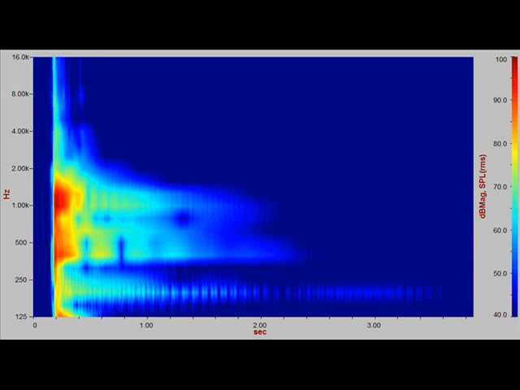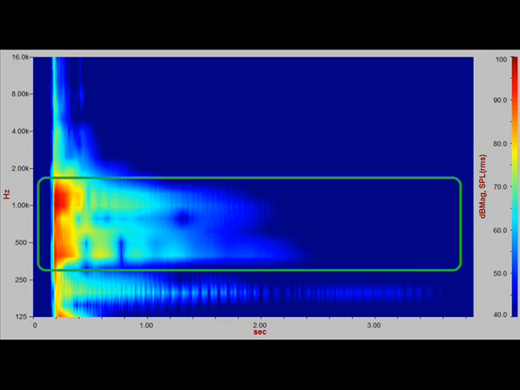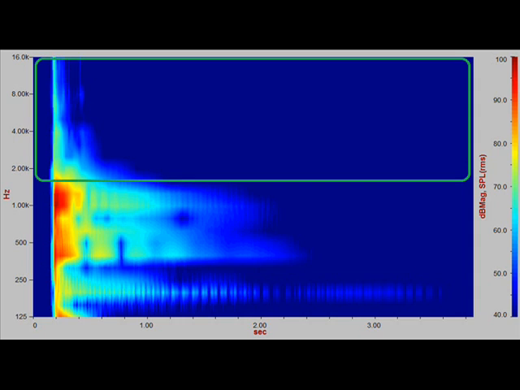I find that there are three frequency ranges common to all of the instruments. The first is the low frequency range, which characterizes the first harmonic and lower. Then there's the middle frequency range, which characterizes the second through the seventh harmonics. And then there's the high frequency range, which is the eighth harmonic and higher.